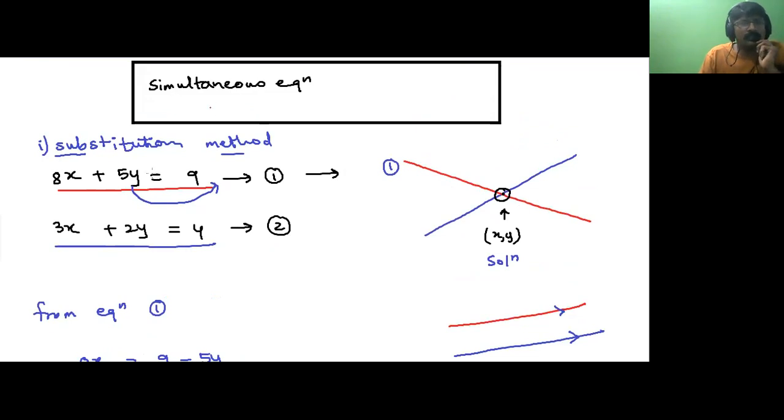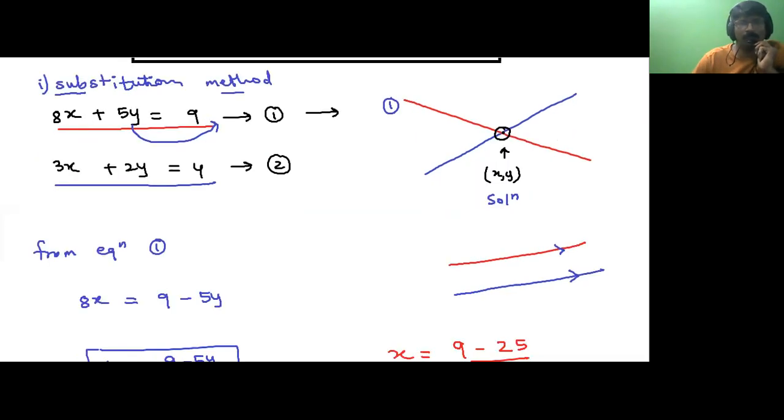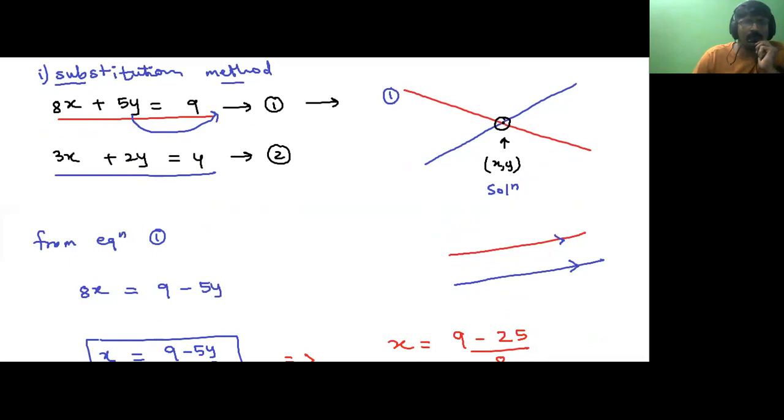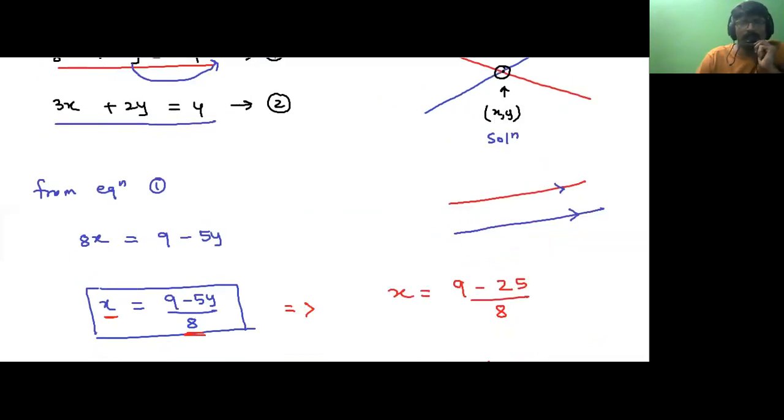Now these simultaneous equations can be solved by various methods. So this was the substitution method. Then there will be elimination. Then there are many more methods. We're going to keep doing all types of sums with the various methods. So keep watching this video till the end so you'll understand.